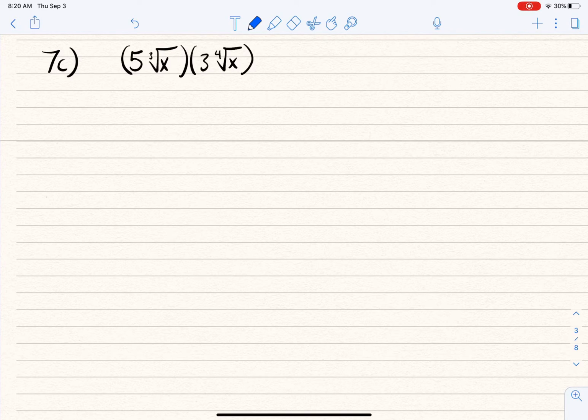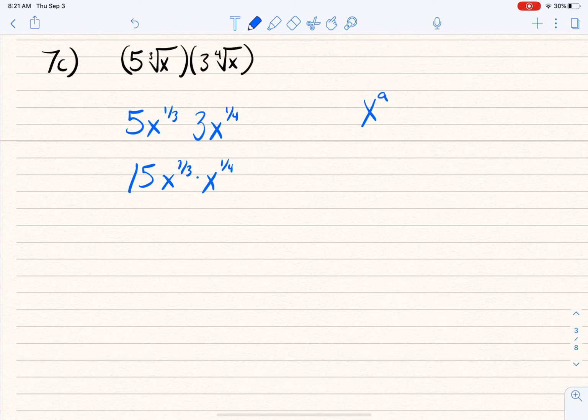So you go 5 times the cube root of x would be the same thing as 5x to the 1/3, and then 3 times the 4th root of x would be 3x to the 1/4. Well, 5 times 3 is 15. And then we've got x to the 1/3 times x to the 1/4. And just like we've said many times over, if we have x to the a times x to the b, that's going to be x to the a plus b.